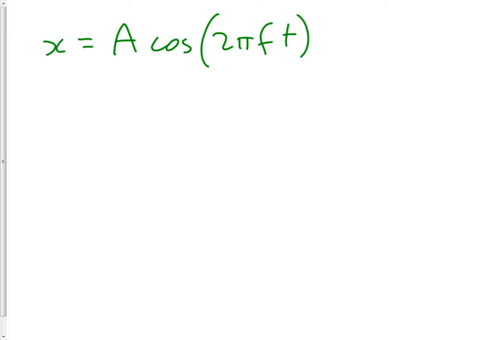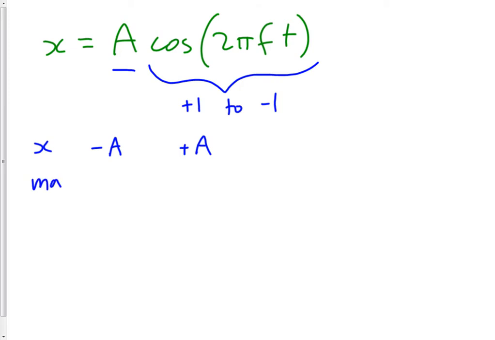Now this whole cos bit here can only ever vary between +1 and -1. Cos of anything only varies between +1 and -1. Now if you multiply that by a, that means x varies between -a and +a. So the maximum x is +a, or just a. So the maximum value for displacement is a, the amplitude. Well, that's pretty straightforward.